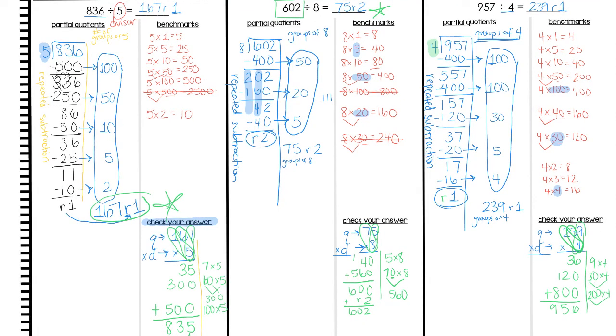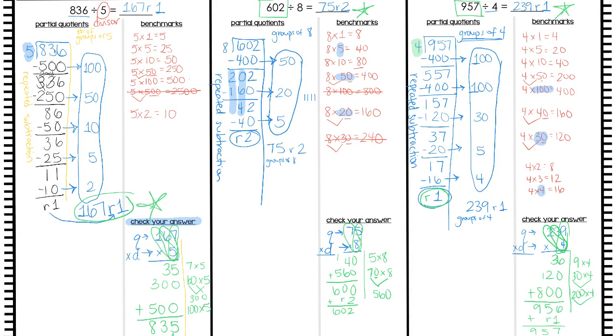And lastly, we are going to add our remainder of 1 and get 957, which is what we started with. So 239 remainder 1 is correct.